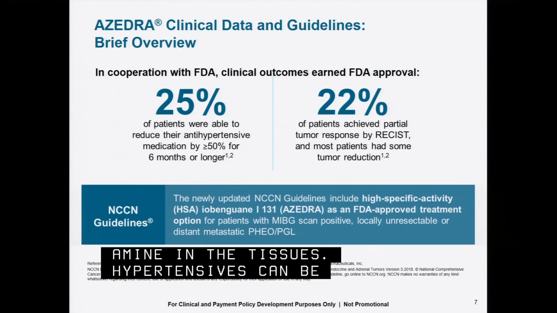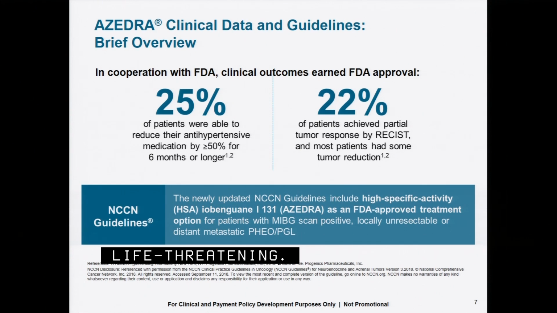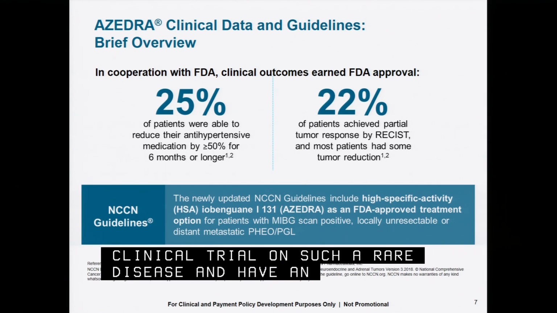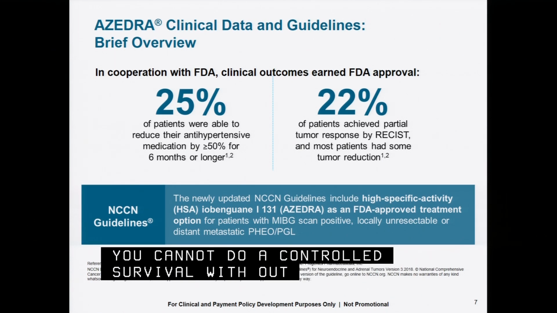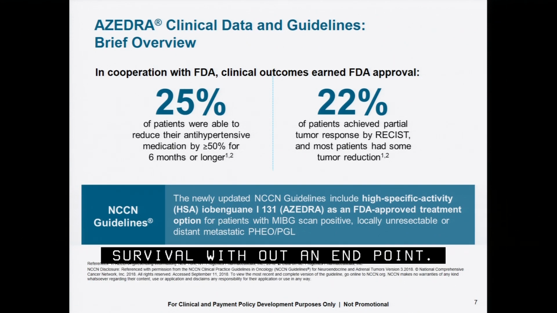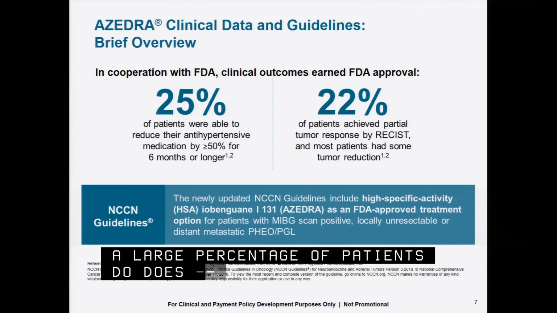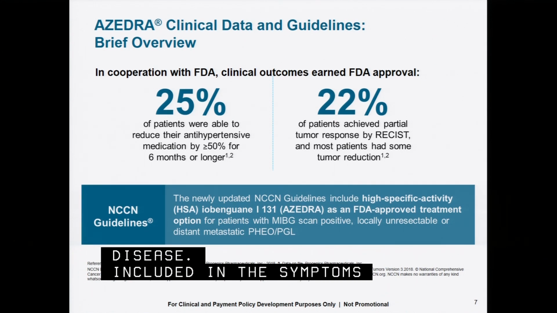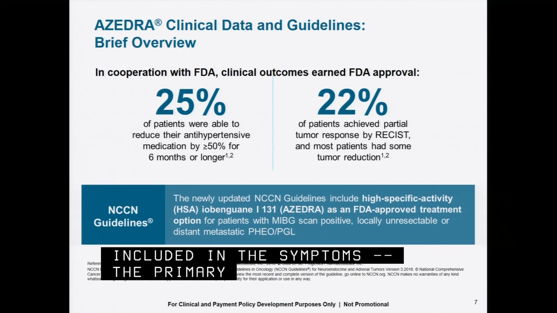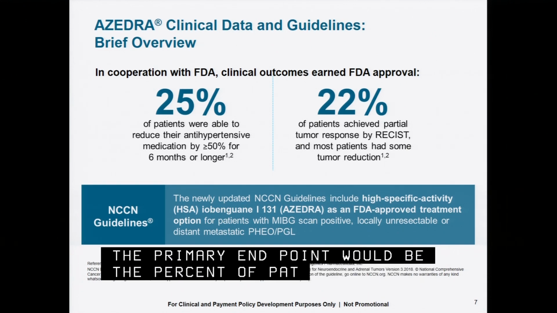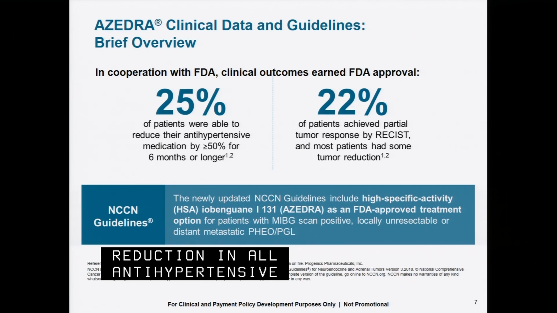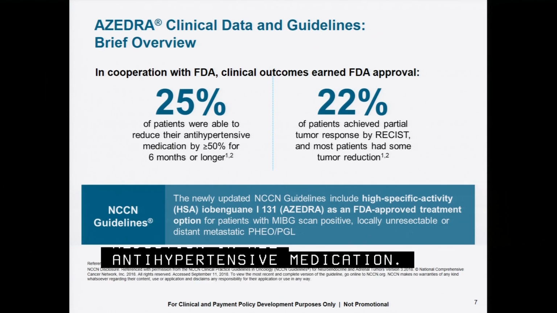And so it's very difficult to do a clinical trial in such a rare disease and have an endpoint. You can't do a controlled trial with a survival endpoint. And so in consultation with the FDA, it was suggested, because a large percentage of these patients do die of cardiovascular complications from the disease, that improving those cardiovascular symptoms is clinical benefit. And so the primary endpoint of this trial was actually the percent of patients who could have at least a 50% reduction in all antihypertensive medicines lasting at least 6 months. And 25% of patients met that primary endpoint, far exceeding the pre-specified efficacy target.